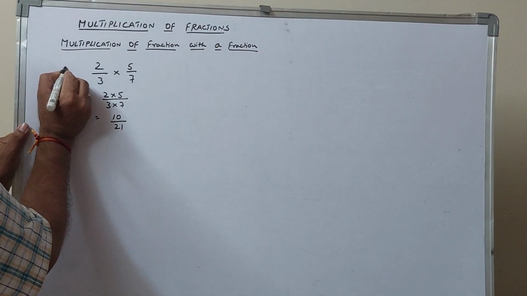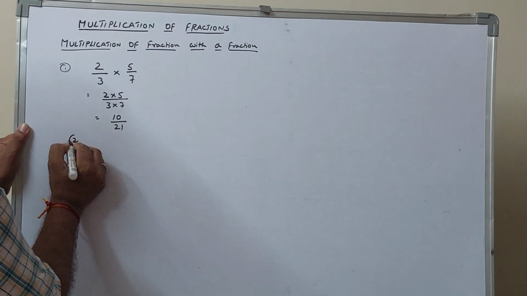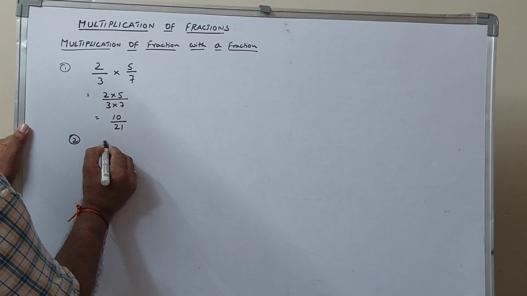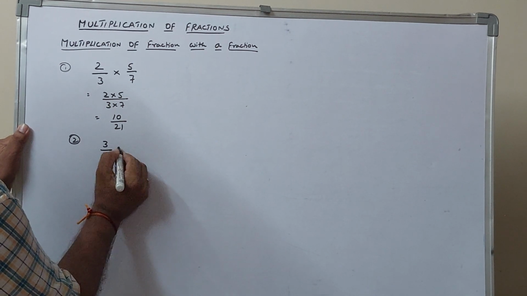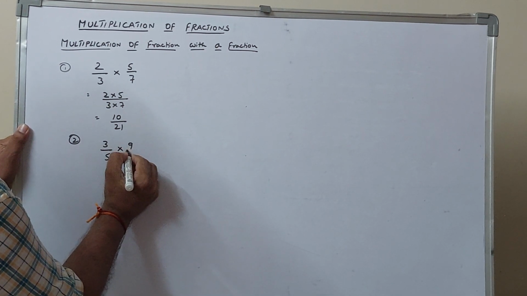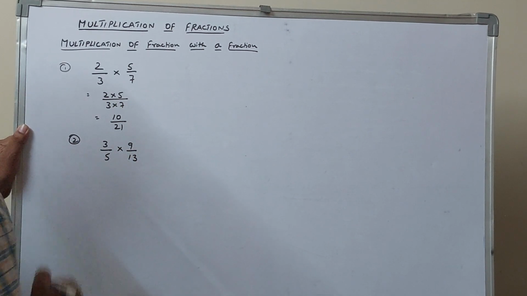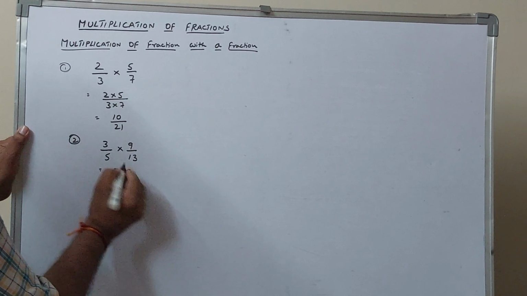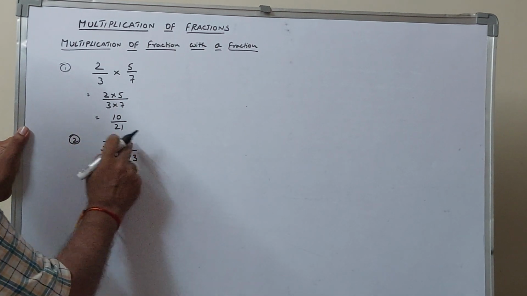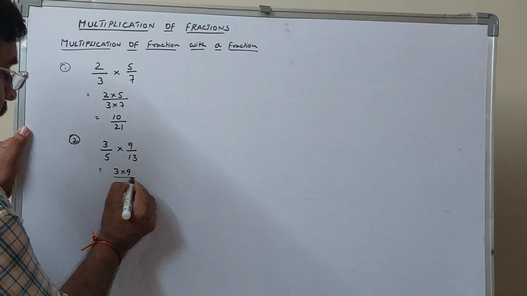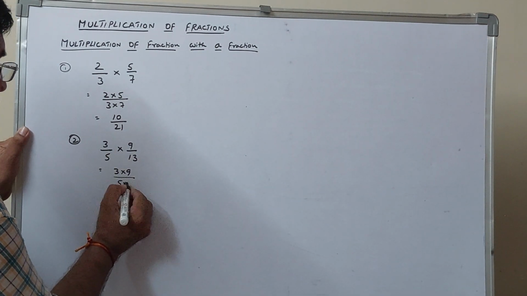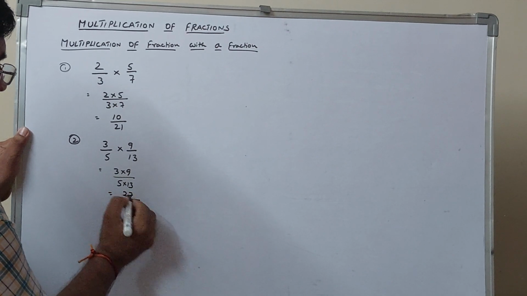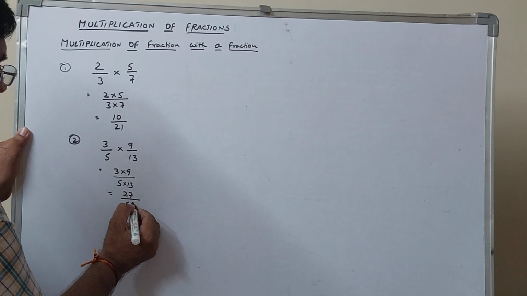One more example. Second one, you see, 3 by 5 into 9 by 13. How you will do it: product of fractions is equal to product of numerators, 3 into 9, by product of denominators, 5 into 13. So that is equal to 3 nines are 27 by 5 thirteens are 65.